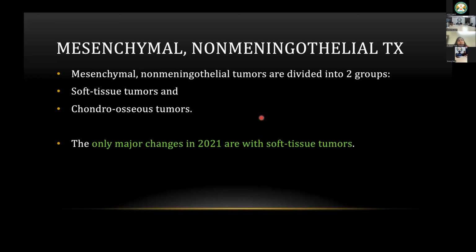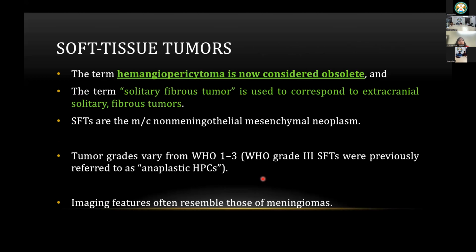Then the next group is mesenchymal and non-meningothelial tumors. The meningeal tumors like meningiomas have largely been unchanged in the recent classification. The only major change in the WHO 2021 classification is with soft tissue tumors, that is the solitary fibrous tumors and the hemangiopericytoma subgroup, where the hemangiopericytoma terminology has now been omitted, and all the tumors which look like hemangiopericytoma are now called solitary fibrous tumors, and they correspond to the extracranial counterparts, the solitary fibrous tumors.